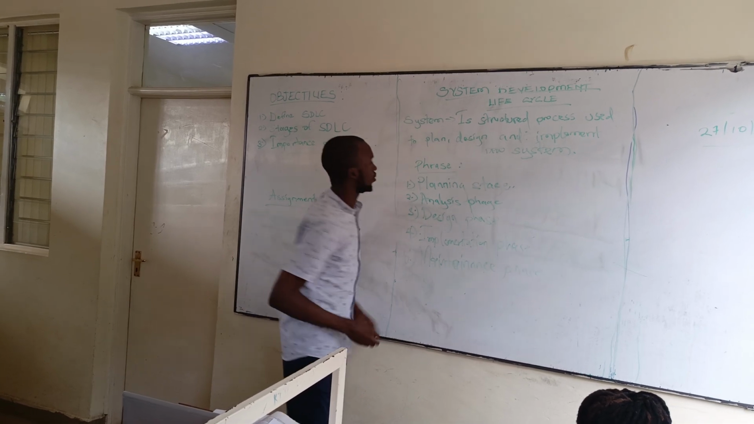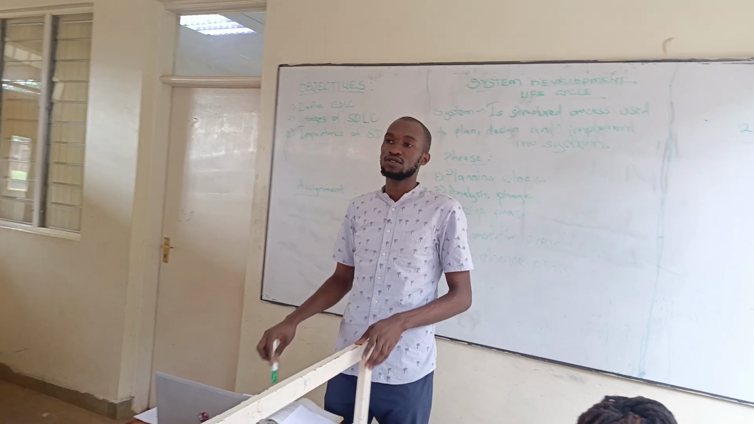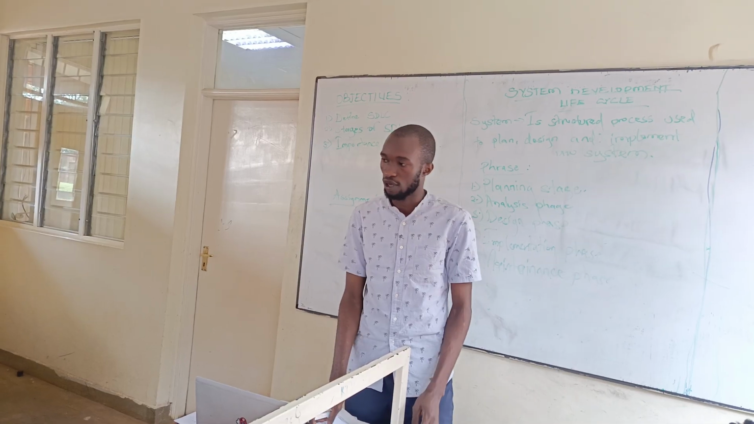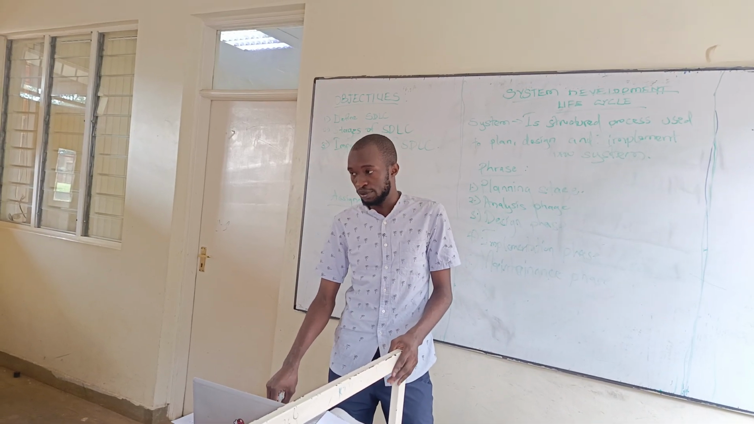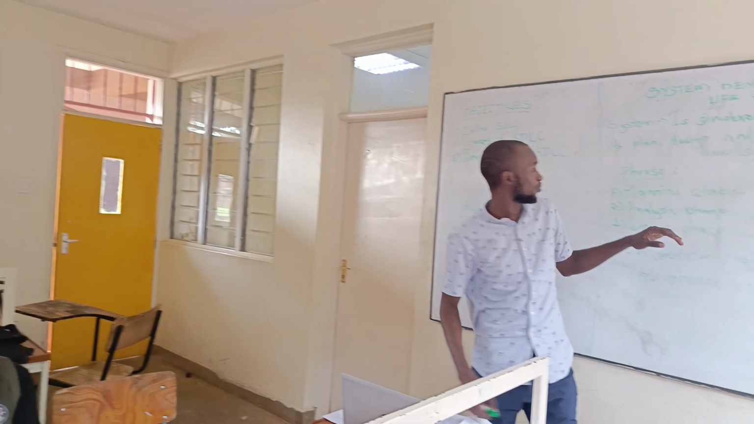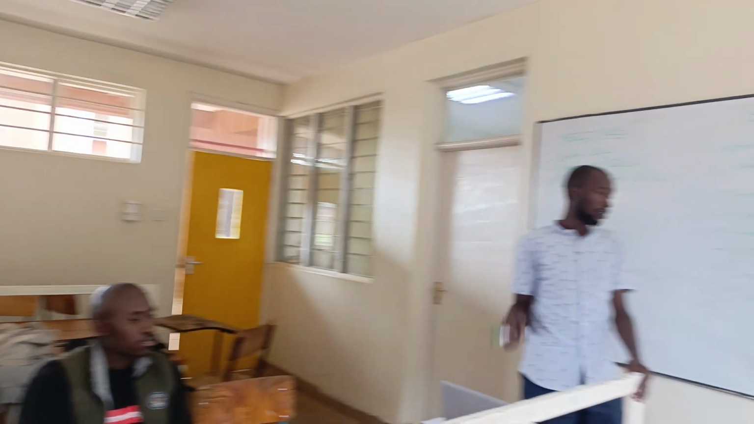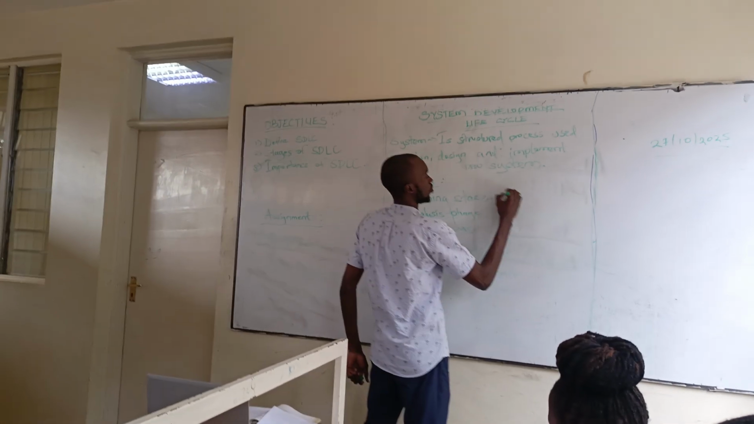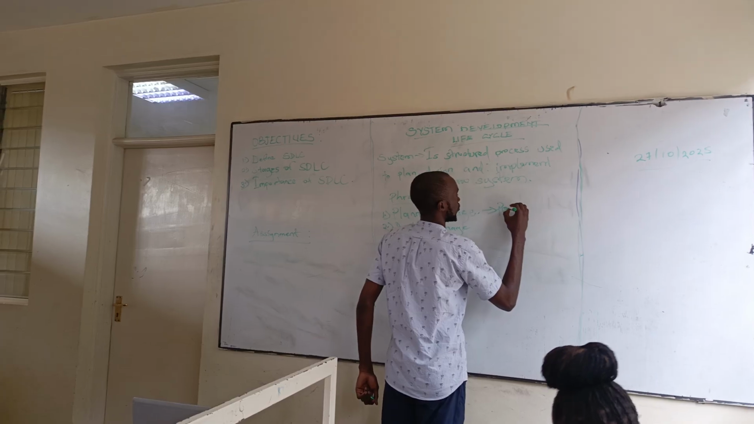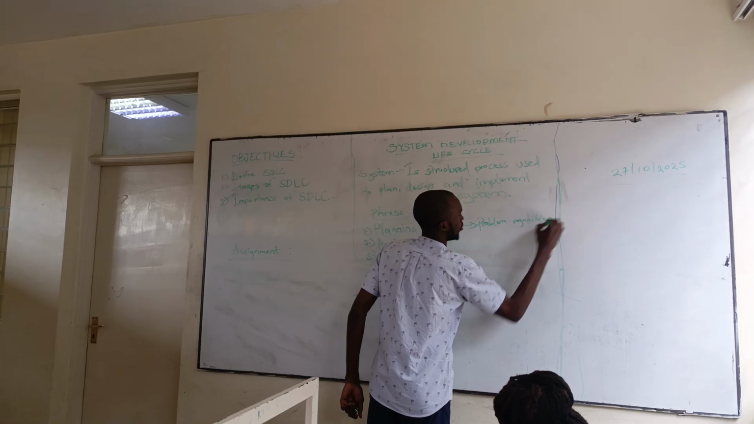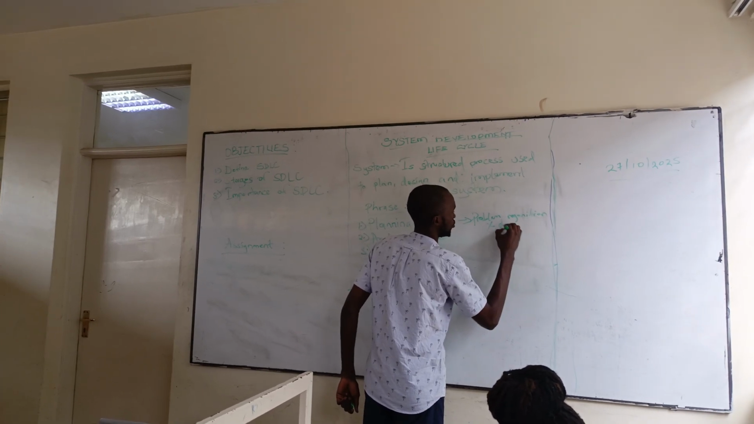Who has an idea of what the planning phase entails in a system development life cycle? Information gathering. Amazing. Who else? Problem statement. Yeah, problem recognition and definition. So right here we have problem recognition and definition.